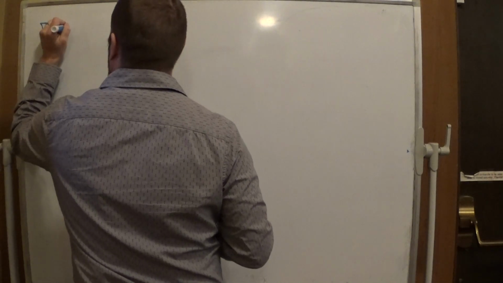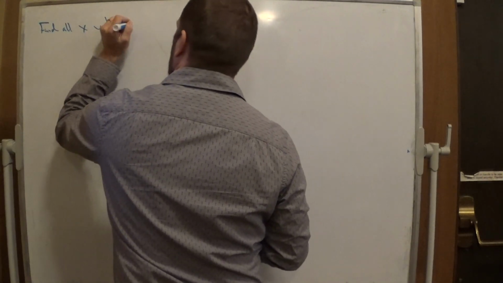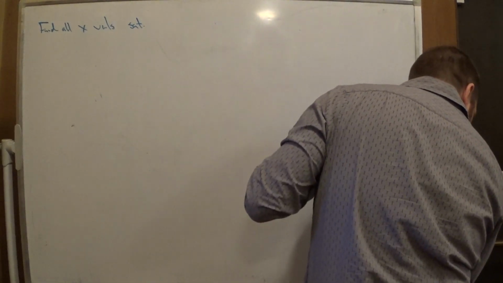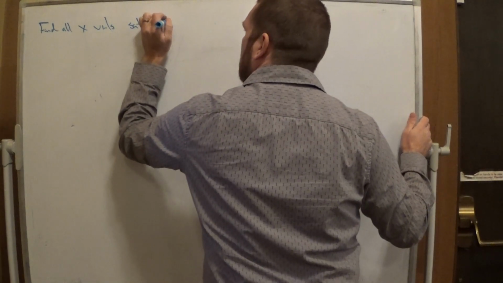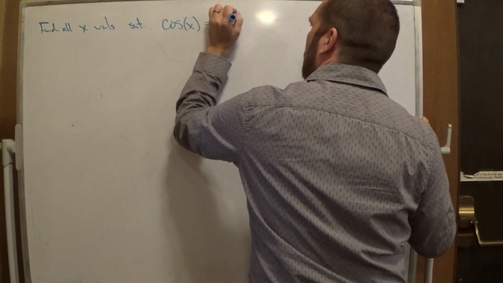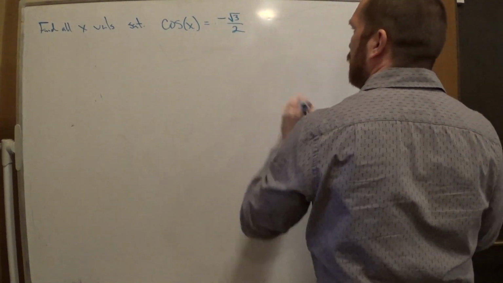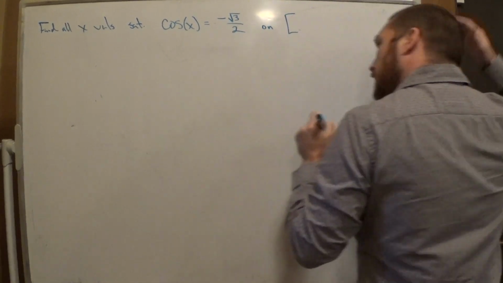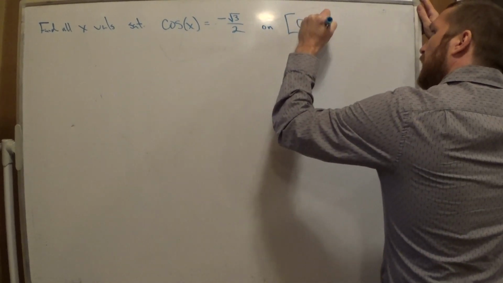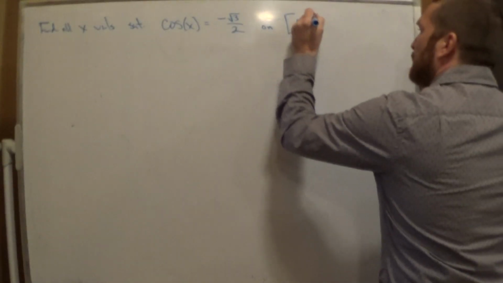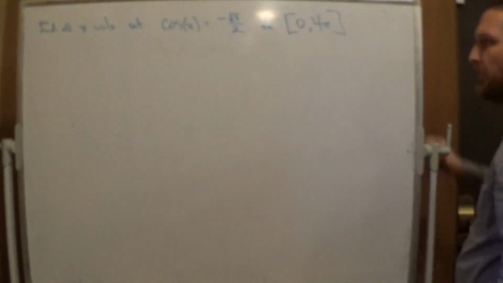And I erased my preamble. It's the same thing. Find all x values satisfying cosine x equals negative root 3 over 2 on, let's make it big, from 0 to, let's not do 900 pi, let's just do 4 pi. That's much more doable. Okay, so what's the first thing we want to do?